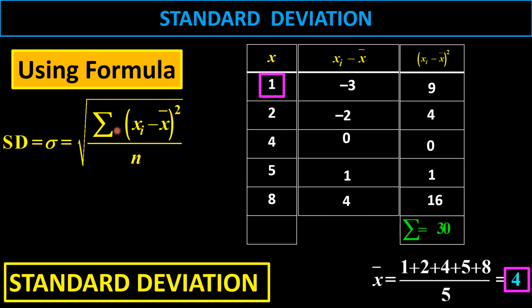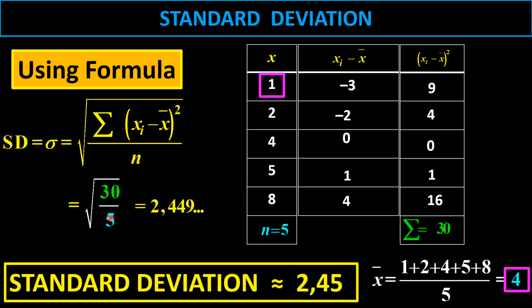Okay, now we're ready to substitute. So I have a square root. The numerator part is the sum, 30, and the denominator part is the number of data values, 5. So it's 30 divided by 5, and square root of that, if we calculate it rounding off to 2 decimal places, would be 2,45. So the standard deviation here is approximately 2,45.